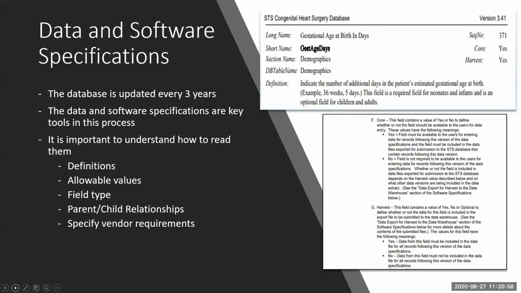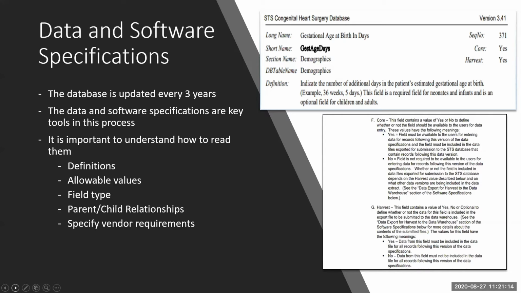So in order to get some more information on how to collect the fields, we have 2 different documents that are available to you also on the website. They're the data and the software specifications manual. These are also updated every 3 years, and it will give you a variety of different pieces of information.